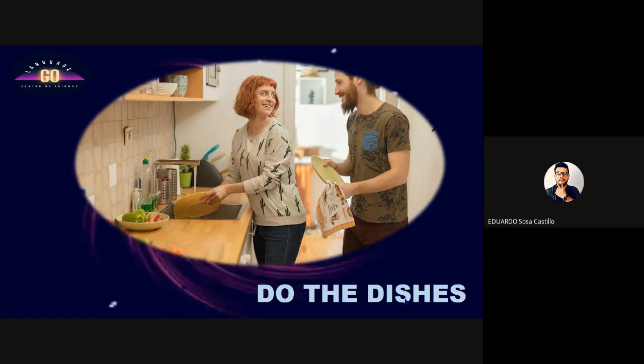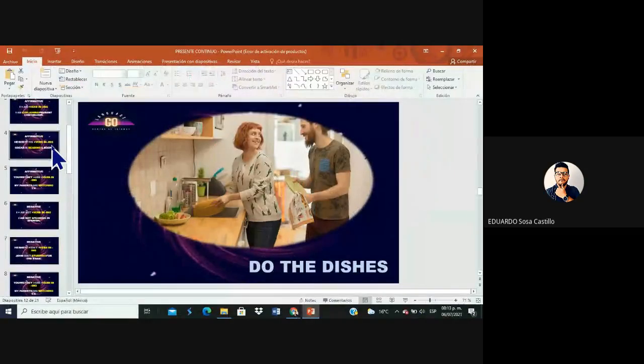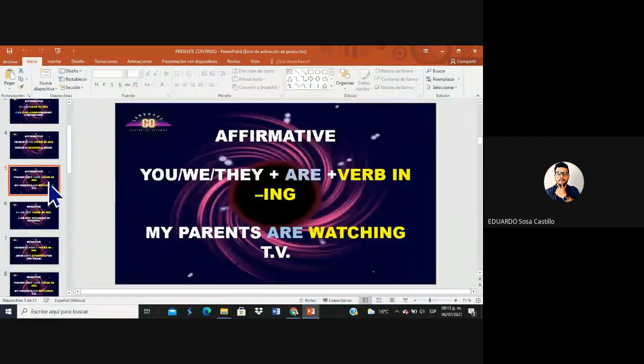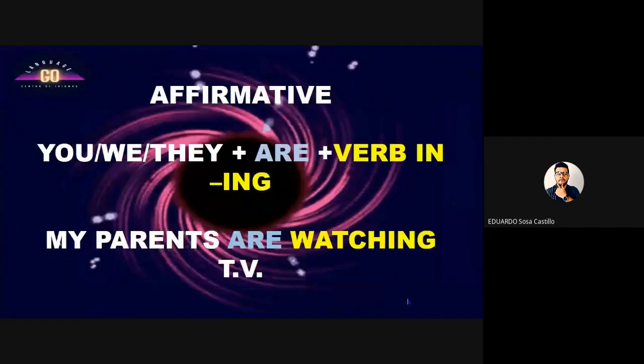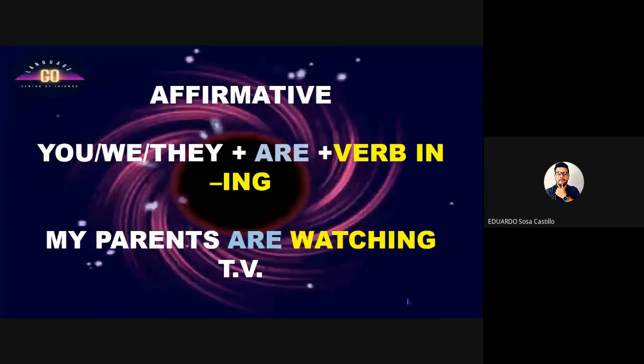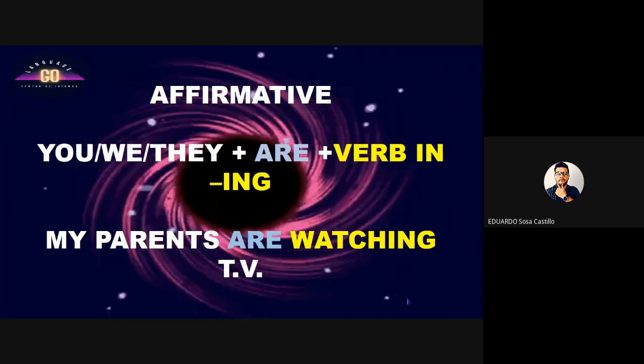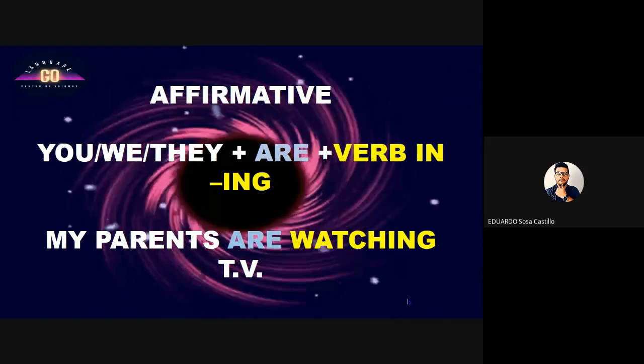Let's go back to the structure very quickly. Okay. And let's see, we have for they, and check it out, Jesus. Check what's happening. So we have they, are, and the verb is in ing, correct?